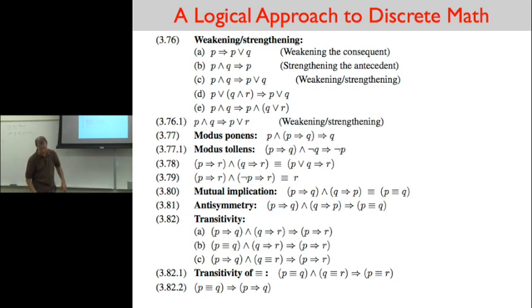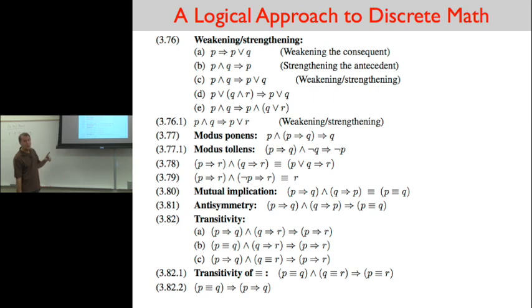But now there's two more that were assigned. 3.76, weakening. How about weakening the consequent? That was one of them. Well, who's your old friend? I think my hint on that is 3.59, and you're good.